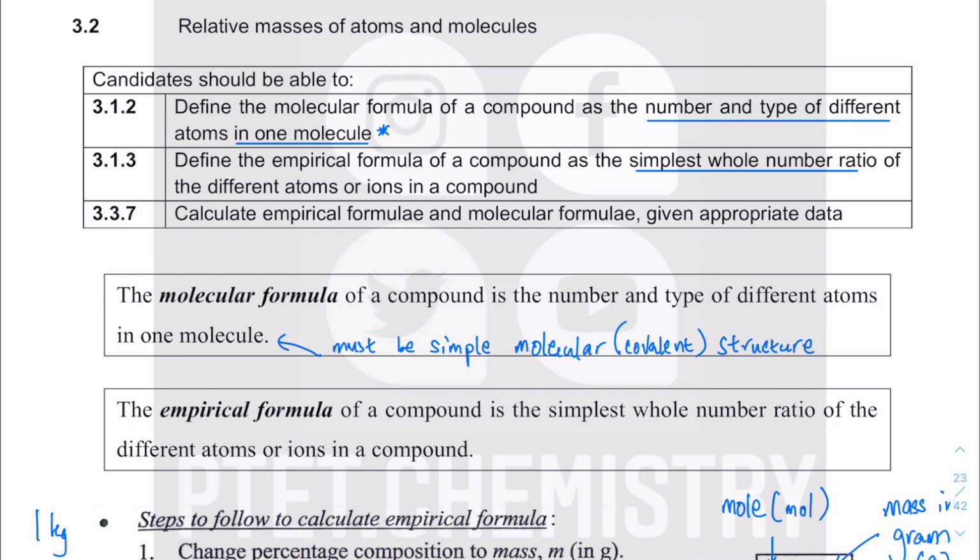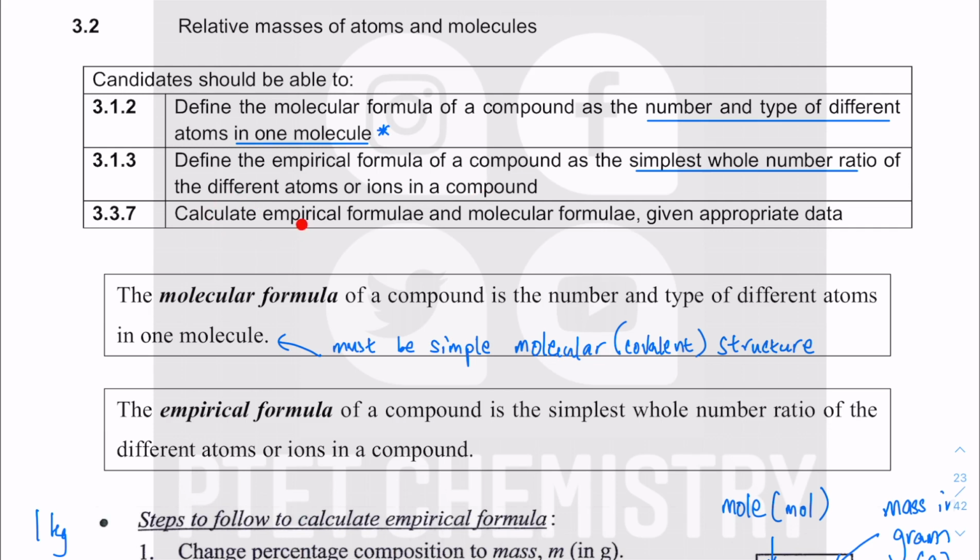That can only happen if you have a simple molecular structure, meaning you must be a simple covalent molecule to begin with, okay? Our empirical formula is the simplest whole number ratio, so it has to be a whole number ratio of the different atoms or the ions in a compound.